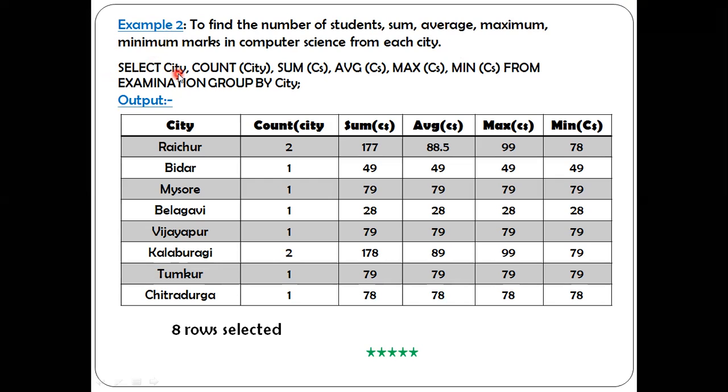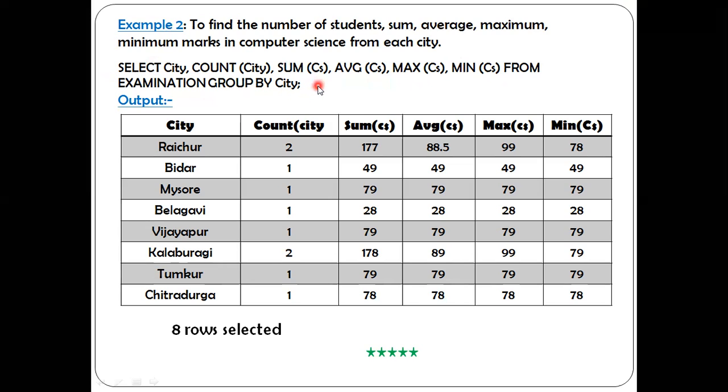Select city, comma, count of city, comma, sum of CS, comma, average of CS, comma, max of CS, comma, min of CS. From which table? Examination table. Group by city. Group by is not one complete word; you have a blank space between group and by. Group, one blank space, by city. Have a look at the query.